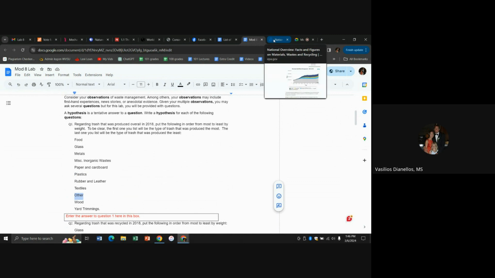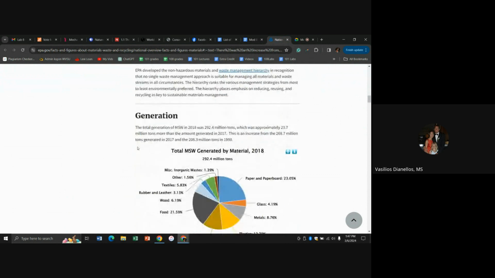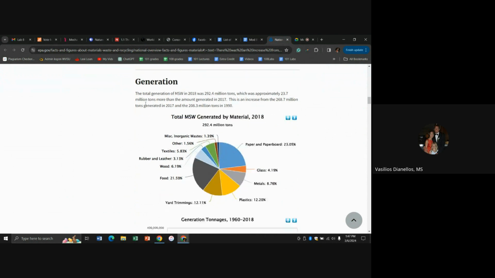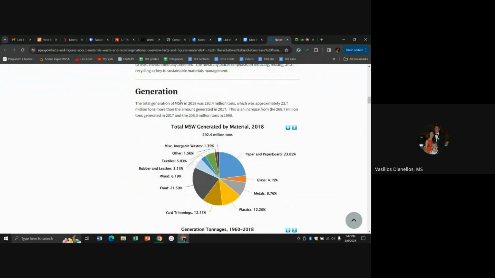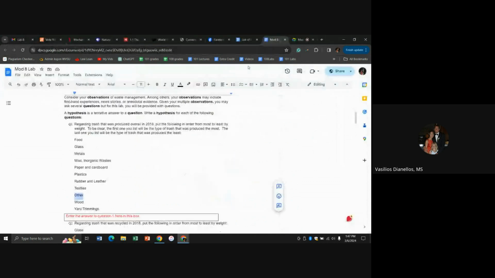So anyway, to test that hypothesis, you go to this website and you have to scroll up to the top of the website because, again, for some reason, it just jumps us to the top. But here we go. Generation, the total generation in 2018. This is what we're looking at here. The total of 2018, which is exactly what we need. Let me bold this to make things easier for the next people who do this, regarding the trash that was produced overall in 2018.